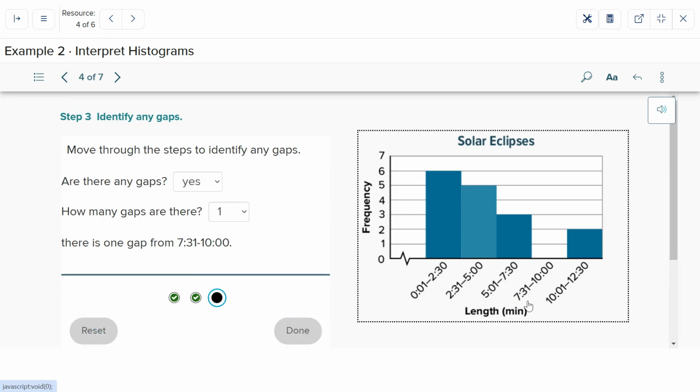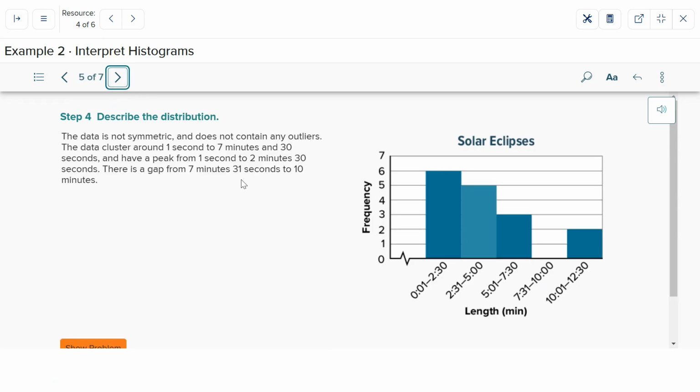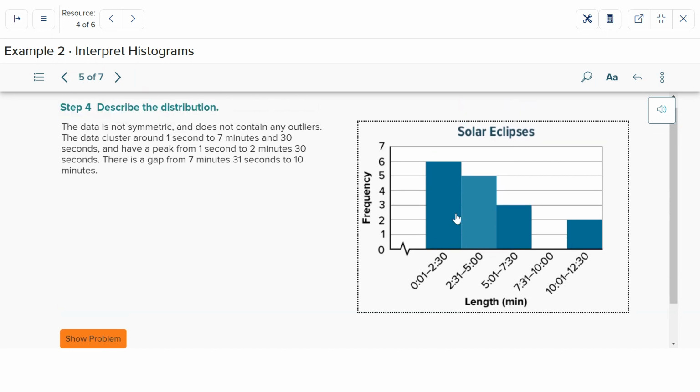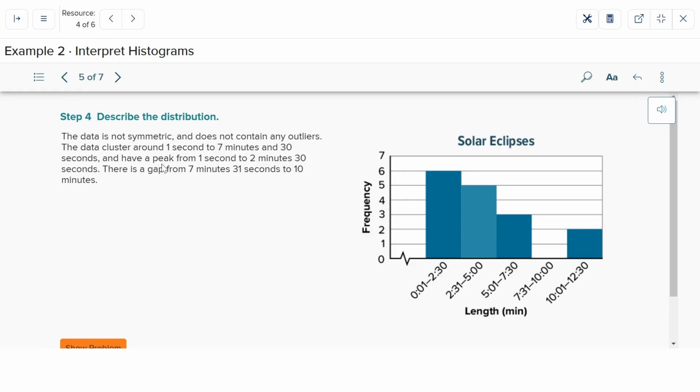And it is from 7:31 to 10 minutes. And then you can describe the distribution. So we can say something like the data is not symmetric, it does not contain any outliers, the data cluster around 1 second to 7 minutes and 30 seconds, and they have a peak from 1 second. So basically you're just saying in words here what you determined. So yes, there was a gap, so you just say in a sentence what that gap was. You could say that it's not symmetric, you could say there's no outliers. So you're kind of just saying that in words.